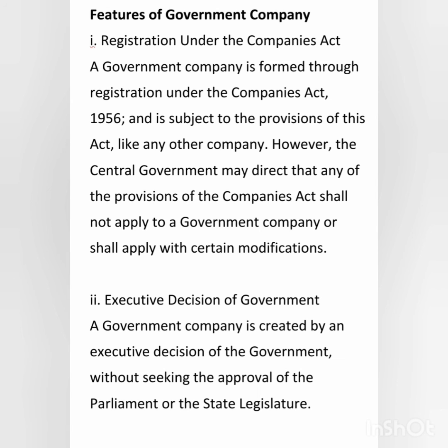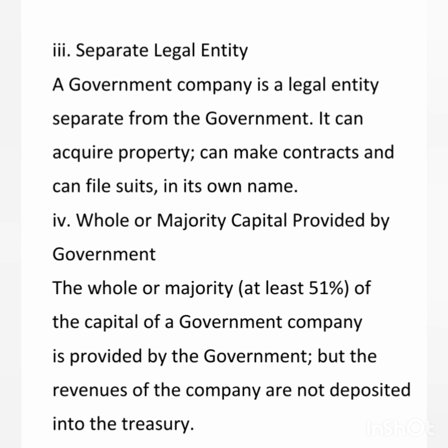Next feature is executive decision of government. Since it is a government company, it is created by the government. So decisions also will be taken by the government without seeking the approval of the parliament or state legislature. Next feature is separate legal entity. It has separate legal entity because it is separate from the government. It can acquire property and also can make contracts with other companies and even can file suit against other companies in its own name.